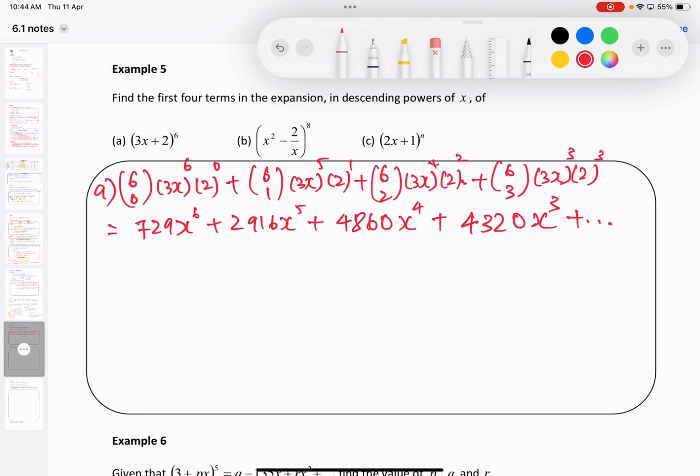Okay, can you please quickly expand this and double check your answer? You should be able to expand this. Try not to make any mistakes. If you are okay with this one, can you do part B? Can you do part B as well?